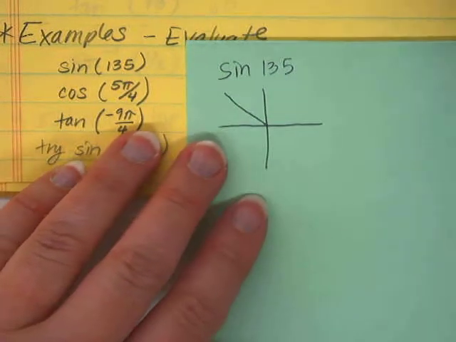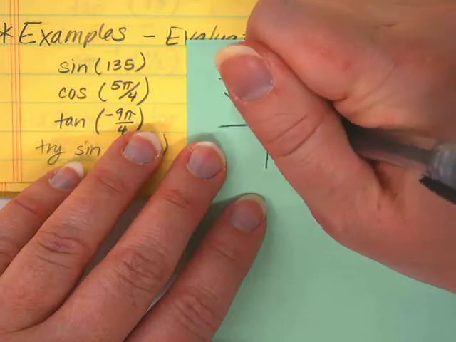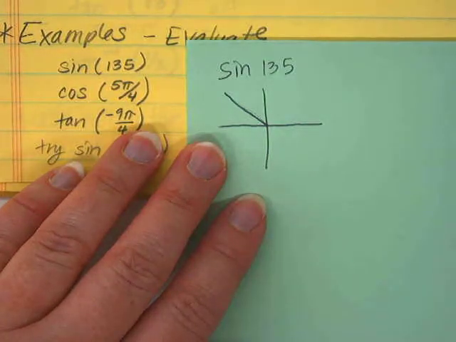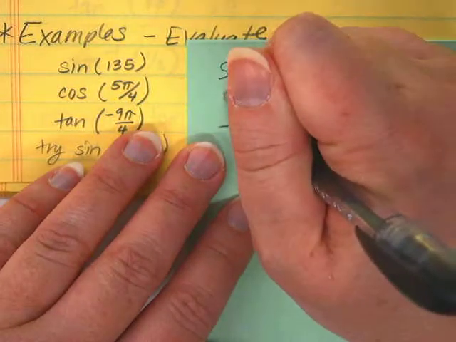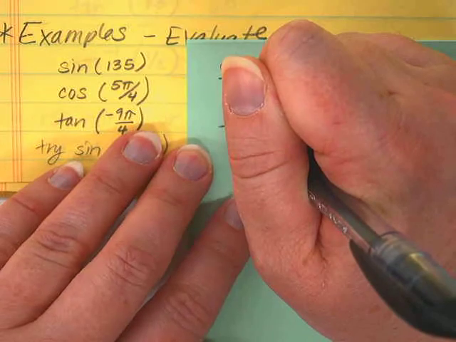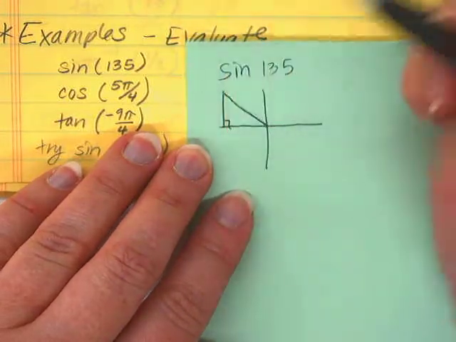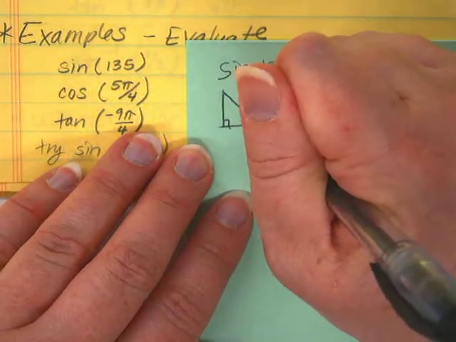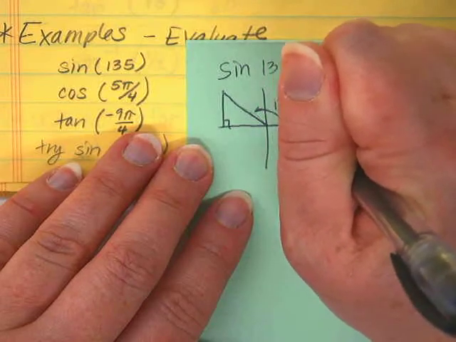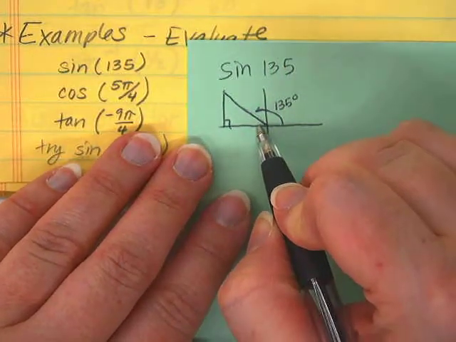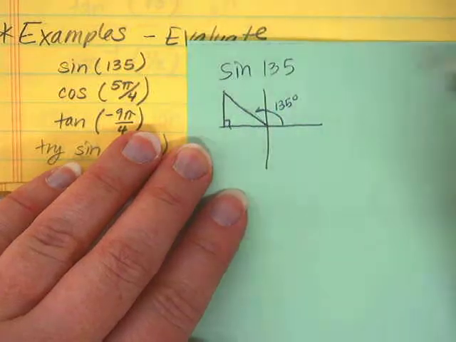Right, so sine of 135 is here. Does everybody understand why that angle is right there? We've been doing that stuff, right? So how do we make it into a triangle? Draw a line straight down. So if this angle is 135, then what's the little angle right here in the corner of the triangle?